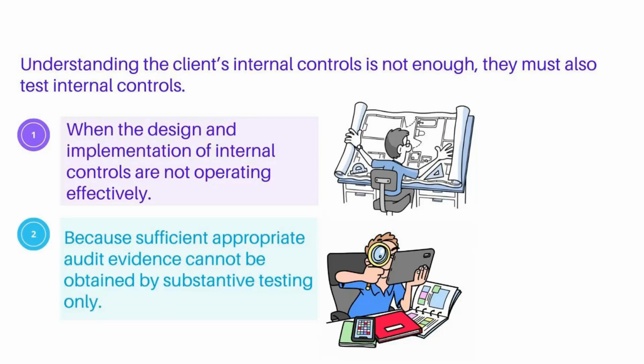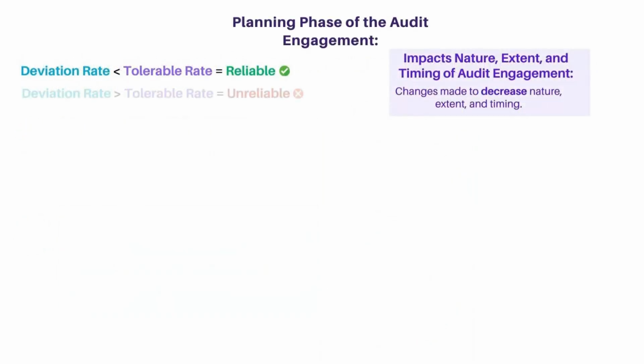And we're going to do this when we've determined that the design and implementation are not operating effectively, or because sufficient evidence may not be obtained by only substantive testing. Okay, so we also need to test those controls first. So within this planning phase of the audit engagement, we are assessing the nature, the extent, and the timing of the engagement. And when performing our sample, if we determine that the upper deviation rate is less than the overall tolerable rate, that tells us that controls are good to go.